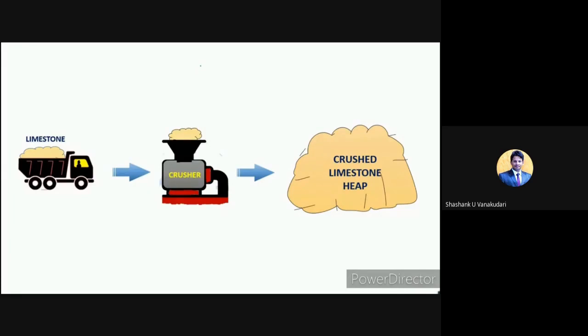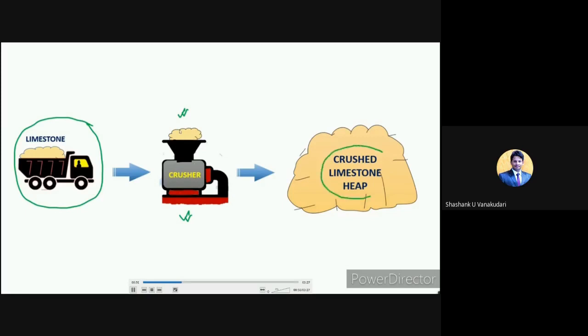Yes, sir. Okay, so this is the manufacturing process of cement in the dry process. Here you can see the crusher plant. Initially the limestone comes into the crusher and forms crushed limestone. Whatever unwanted particles are there in the crusher plant are removed, and the crushed limestone is stored in the crushed limestone heap.